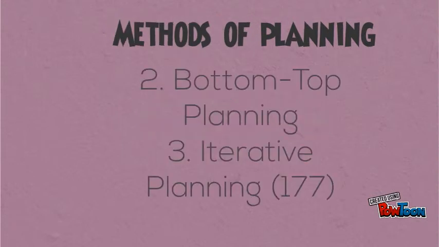Bottom-up planning starts at the bottom and works its way up. One disadvantage to this is that there is no guarantee that all employees will have the same goals and ideas as the goals and ideas of the headquarters. Iterative planning combines the 2 methods.